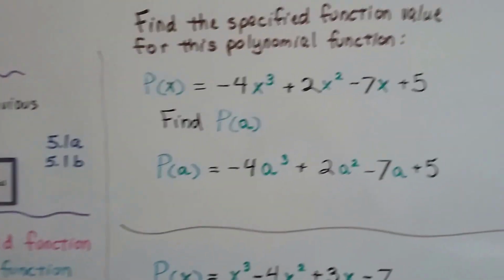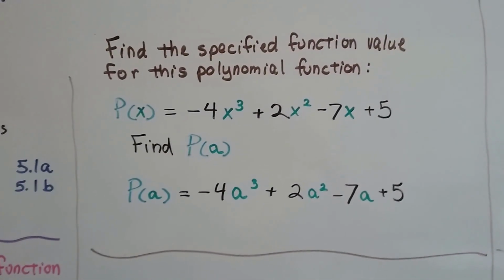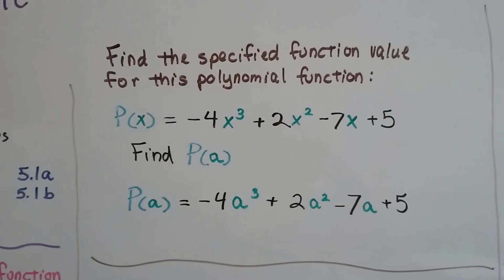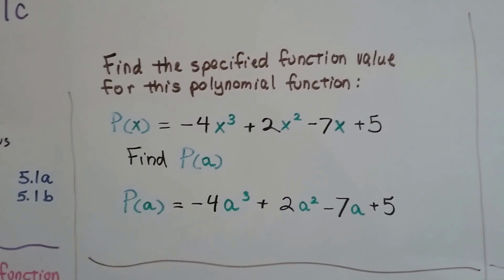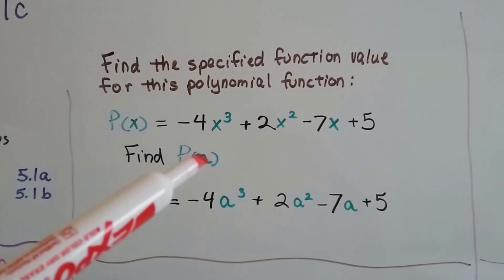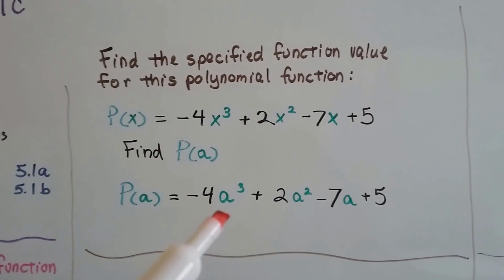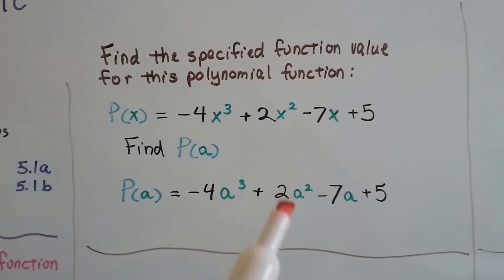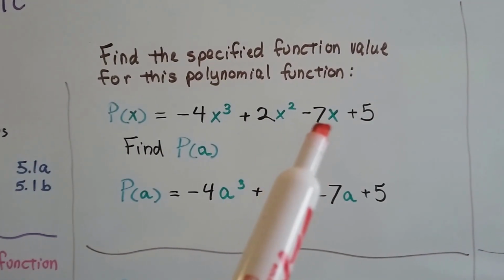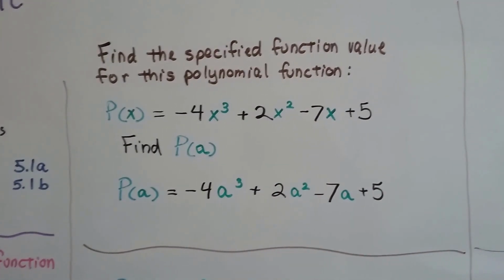It says find the specified function value for this polynomial function. Find p of a. This looks confusing, but really all you have to do is put the a in the place of the x. Instead of x to the third power, we have a to the third power. Instead of x squared, we have a squared. Instead of minus 7x, we have minus 7a. Isn't that easy?